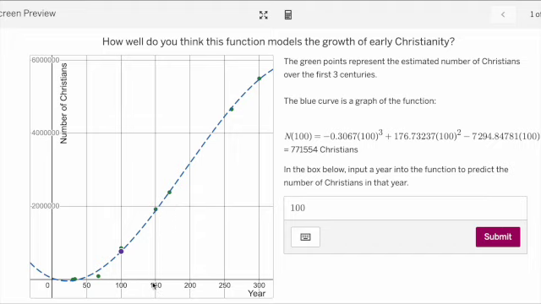I mean, let's try plugging in 150 into this machine and see what we get. Plug in 150. That's scary how close that is to the green point. It's almost exactly the same. Let's try plugging in 300.